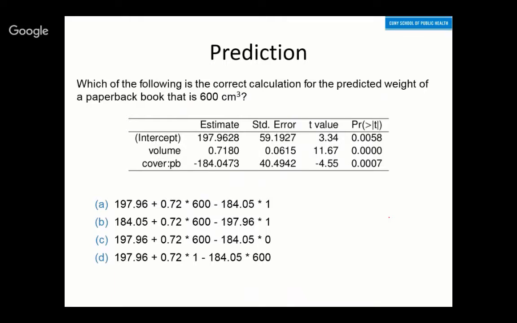All right, one more of these multiple choices for you here. Which of the following is the correct calculation for the predicted weight of a paperback that is 600 cubic centimeters? All right, we have to start with the intercept, 197. So we can get rid of that. Yep. That's A, so plus 0.72 times 600 minus 184 times 1 because it's a paperback. Yep, it is A. Thank you.